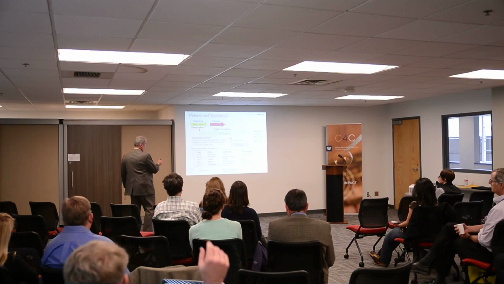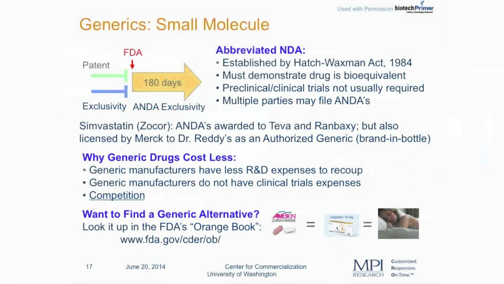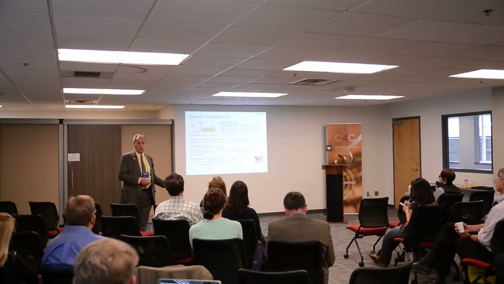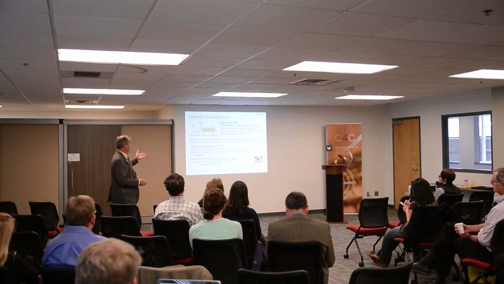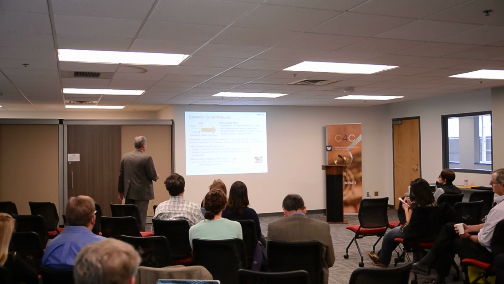And this is small molecule examples now. That's a statin, right? So generics occupy that space that the big companies hate because they can do abbreviated NDAs. This is all covered under the Hatch-Waxman Act of 1984. And all they have to do is demonstrate bioequivalence from a safety standpoint. They do have to demonstrate that they can make the drug similarly, if not better, in the manufacturing part of the process. But why do they cost less?